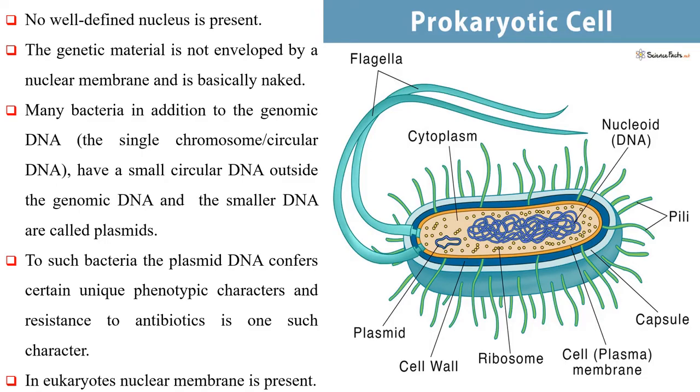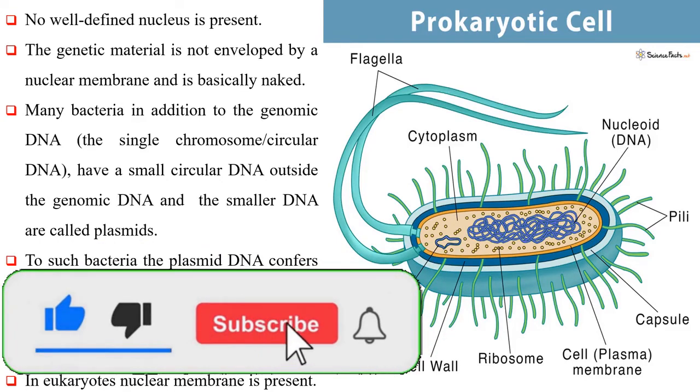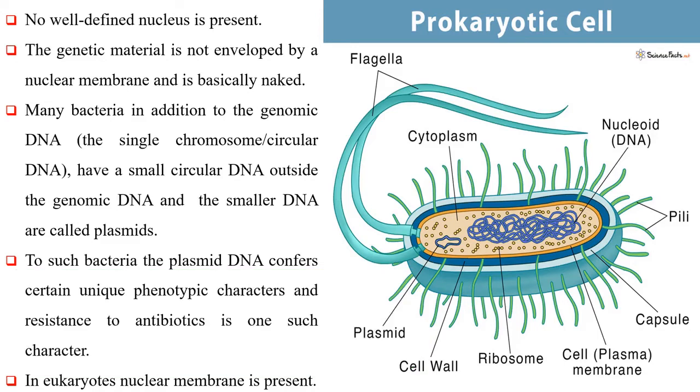No well-defined nucleus is present. The genetic material is not enveloped by a nuclear membrane and is basically naked. Many bacteria, in addition to the genomic DNA, have a small circular DNA outside the genomic DNA, and the smaller DNA are called plasmids. To such bacteria, the plasmid DNA confers certain unique phenotypic characters, and resistance to antibiotics is one such character. In eukaryotes, a nuclear membrane is present.